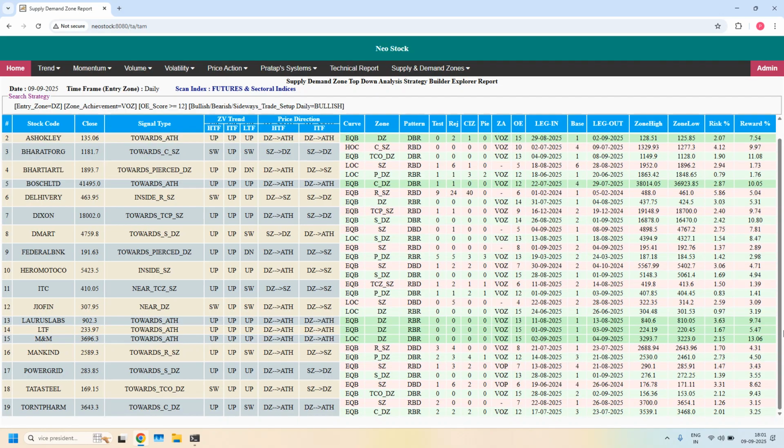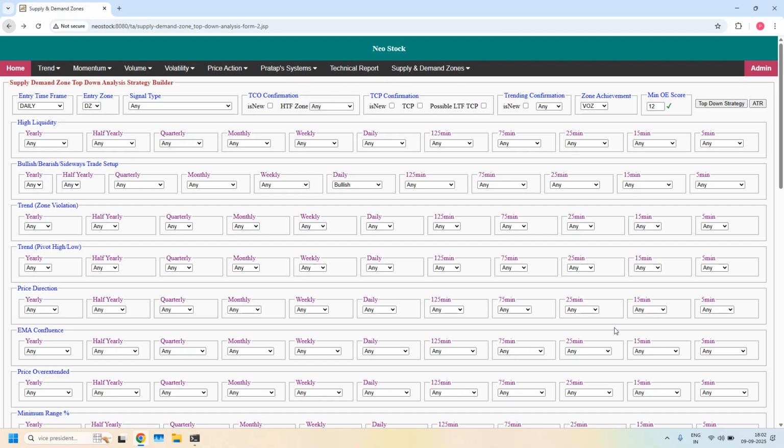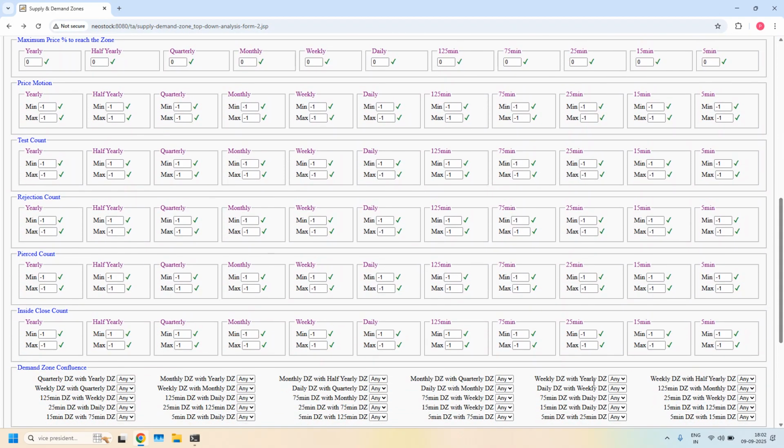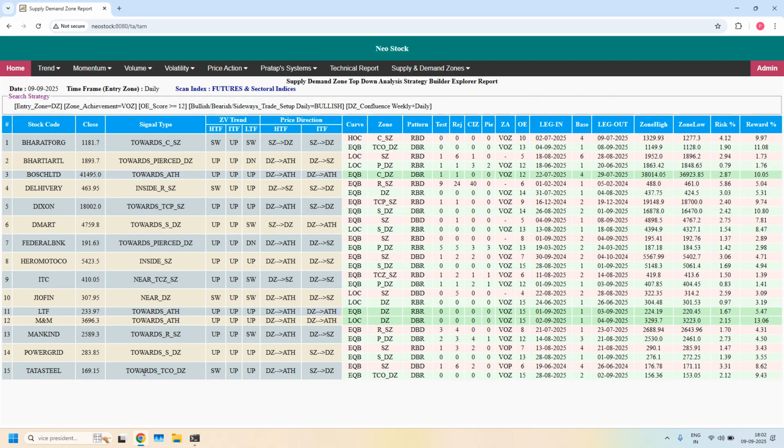Out of these 19, high probability trade setup daily demand zones, let us filter based on different zone confluence and EMA confluence strategies that you learned in lesson 27. So on these 19 stocks, I am applying one more filter. So I am going back in the demand zone confluence, enabling daily and weekly demand zone confluence. This is LTF and ITF demand zone confluence. So 15 stocks are filtered.